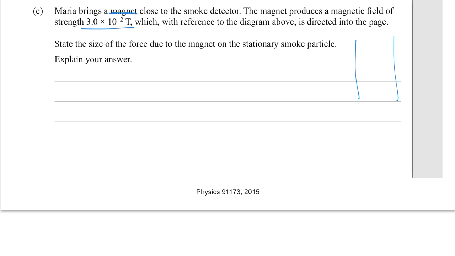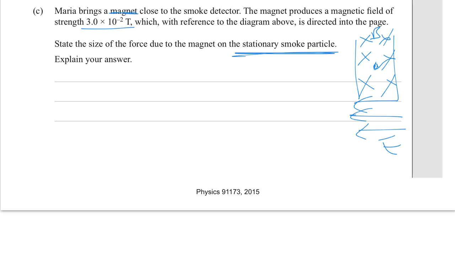So the diagram above, if you remember, you had the smoke particle. So you've got a magnetic field going into the page. Let's see if I can draw that, as well as an electric field going across that way. I'm not going to draw that all in there, it gets messy. State the size of the force due to the magnet on the stationary smoke particle. Stationary smoke particle. F equals BQv.